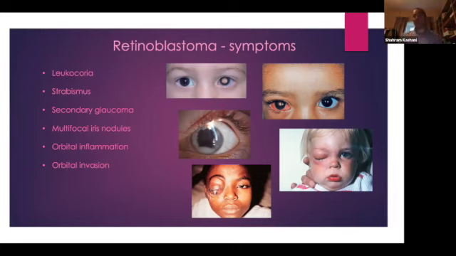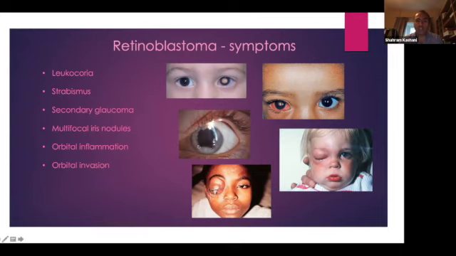Presentation can be different. Again, the most common referral thing would be absence of red reflex, but you could get leukocoria, which is a white reflex. Patients can present with a squint. If the tumor is missed and it starts invading the ciliary body and the angle, you can get secondary glaucoma. So you can present with uveitis, as you can see here.